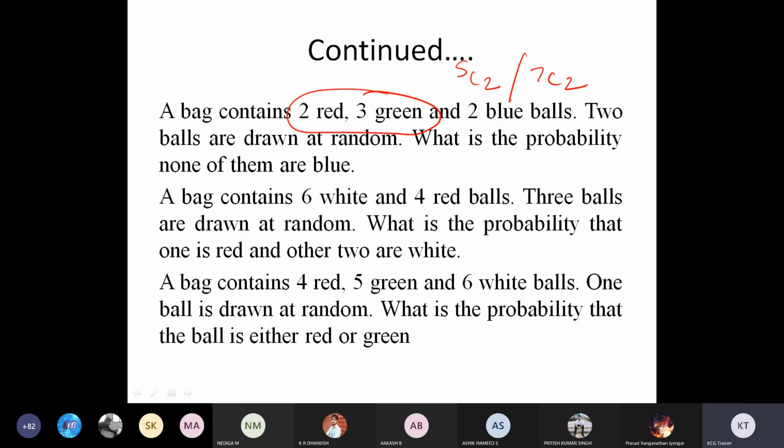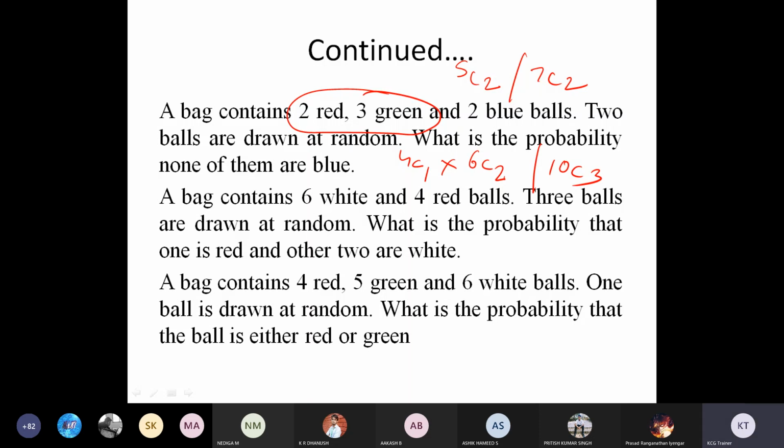Next one, a bag contains 6 white and 4 red. 3 balls are drawn at random. What is the probability 1 is red and 2 are white? You want 1 ball of red color, that is 4C1, and 2 of white color, that is 6C2, whole divided by 10C3. Sorry, 2 of white and 1 of red: 4C1 into 6C2 whole divided by 10C3.